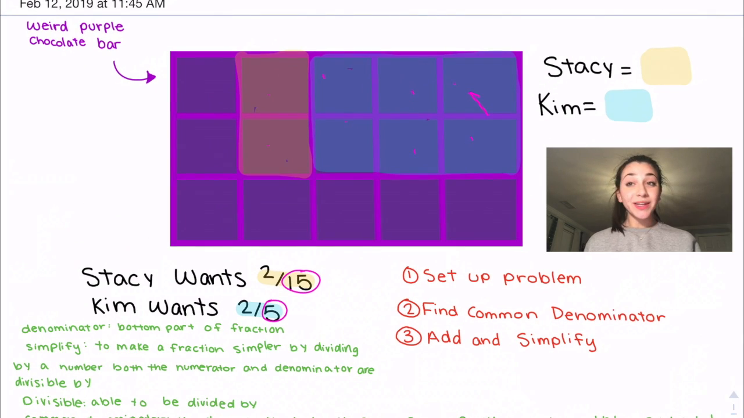So now we're just going to take a quick look at the chocolate bar and see that the portion in yellow is highlighted by Stacy and the blue is highlighted by Kim for how much they're eating. And we're going to use an addition problem to see how much of the chocolate bar they ate in all. So we can see that the chocolate bar has 15 pieces. So Stacy is eating 2 out of the 15 pieces, but Kim is eating 2/5. So that's not 2 out of 15. She's eating more than that. So the way to add these together to figure it out is just by finding the common denominator.